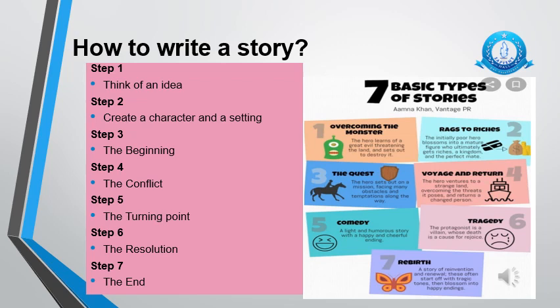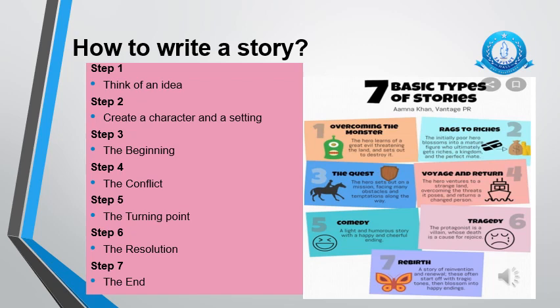Over here I have also written some additional information: there are basically 7 basic types of story. Number 1 is overcoming the monster. In these stories, the hero learns of a great evil threatening the land and sets out to destroy it. When the hero overcomes the monster, the evil, or whatever villain was there, these are those types of stories.